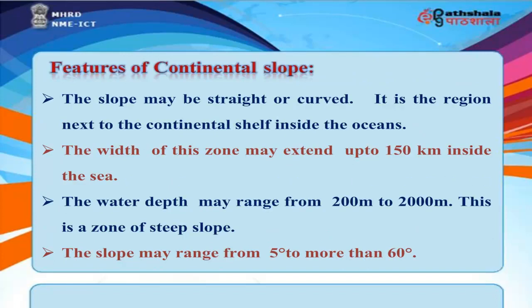Features of continental slope. The slope may be straight or curved. It is the region next to the continental shelf inside the oceans. The width of this zone may extend up to 150 kilometers inside the sea. The water depth may range from 200 meters to 2000 meters. This is a zone of steep slope. The slope may range from 5 degrees to more than 60 degrees.